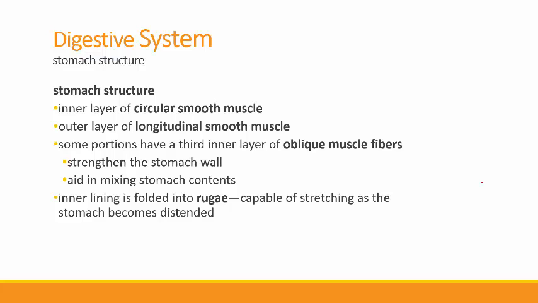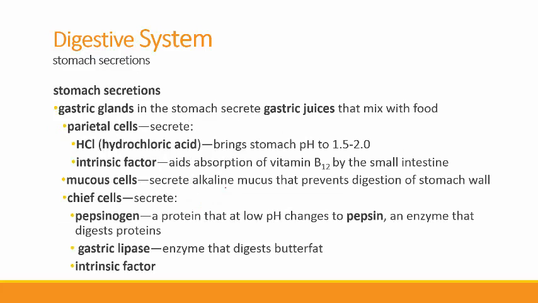But some portions of the stomach also have a third layer, an oblique layer, that runs at an angle somewhere between the right angle built by the circular and the longitudinal smooth muscle. This provides additional strength to the stomach wall and more power in doing the mixing movements that we associate with the stomach. And again, the inner lining of the stomach is folded into rugae. These are rough wrinkles of the tissue, and that allows the stomach to stretch without ripping, and it also allows for more mechanical digestion as the rugae rub the food.